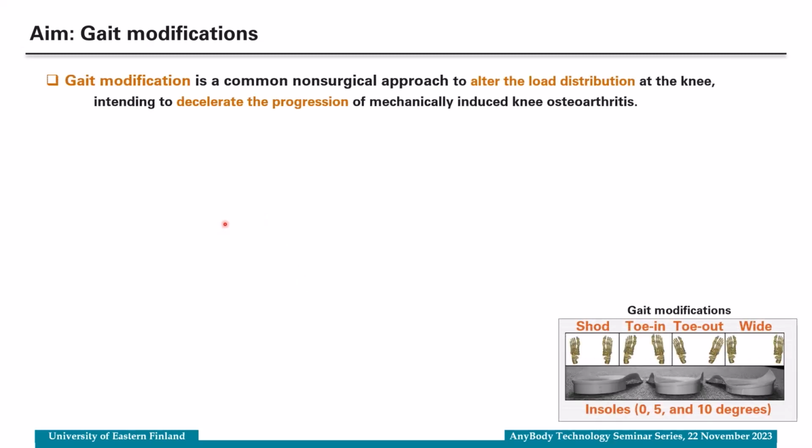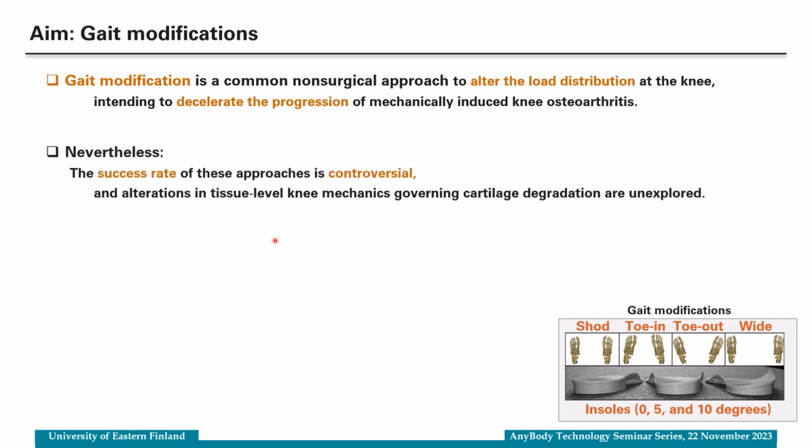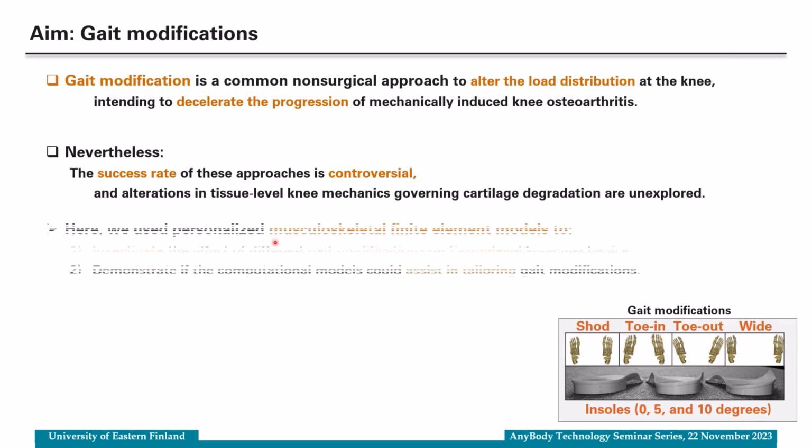So using this multi-scale modeling approach in this study that I will go through now, the aim was to analyze different gait modifications. We know that gait modification is a common non-surgical approach to alter the load distribution at the joint, and the intention is, via unloading a certain region of the joint, to decelerate the progression of mechanically induced knee osteoarthritis. However, the success rate of these gait modification approaches is controversial, and the alteration in tissue level knee mechanics during these gait modifications is yet unexplored.